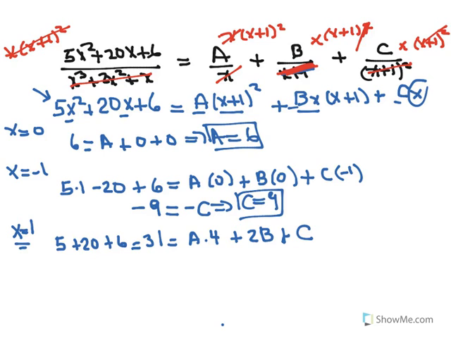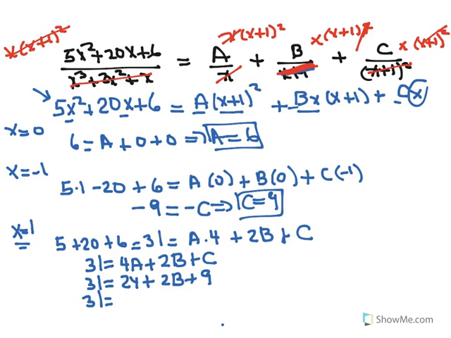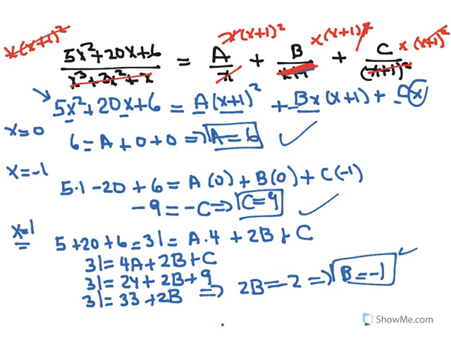Okay, remember x is equal to 1, so the equation is 31 is equal to 4a plus 2b plus c. But I know that a is 6, so I have 24 plus 2b, and c is 9. So 31 is 24 plus 9 is 33 plus 2b. So that means that 2b is -2. It means that b is -1. Yes, I have A, B, and C.